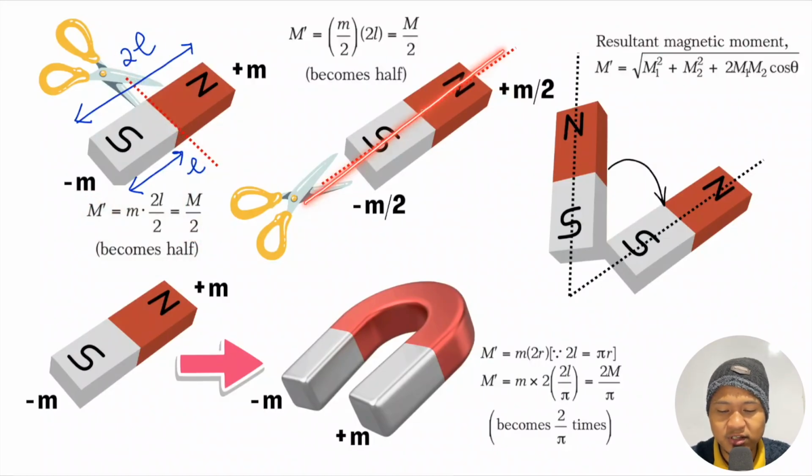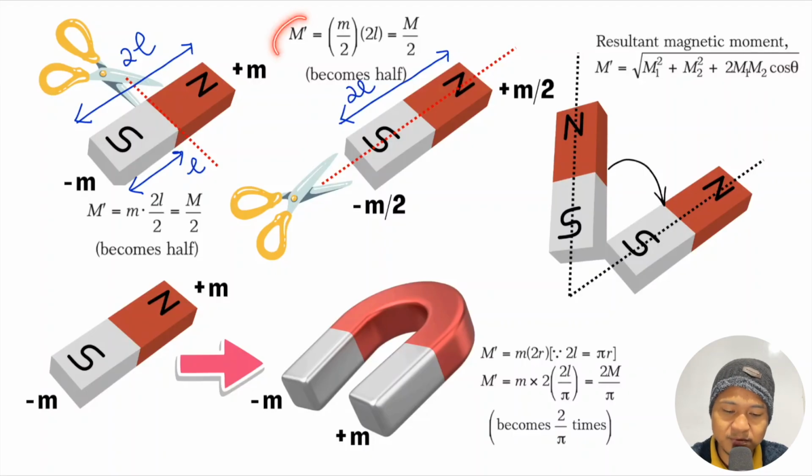If you cut it along the length, the first thing you will observe is that the pole strength is now reduced to half, m by 2. The length is still 2l, but m becomes m by 2. Applying the magnetic moment formula, pole strength into length, you have m by 2 times 2l, so here also the magnetic dipole moment reduces to half.